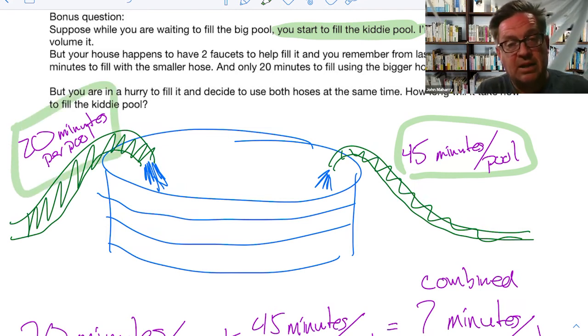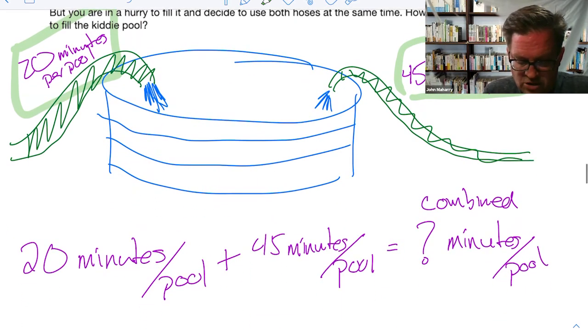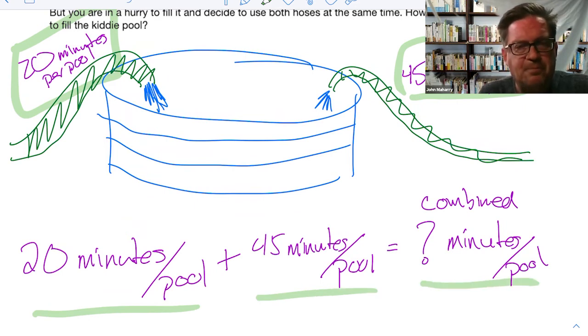So if I combine these, if I mix these and I have them both going together, how long will it take to fill the pool? And it looks like minutes per pool equals minutes per pool. The units look like they work, but something's different about this one. And I want you to think about it, and I'll talk about it in class. But what's different about this?